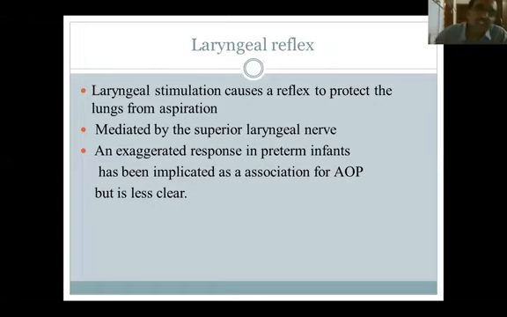Laryngeal reflex, this has been associated with some apnea. There is the laryngeal chemoreflex. Laryngeal stimulation in premature infants has been shown to prove that the reflex is directly related to the apnea of prematurity.